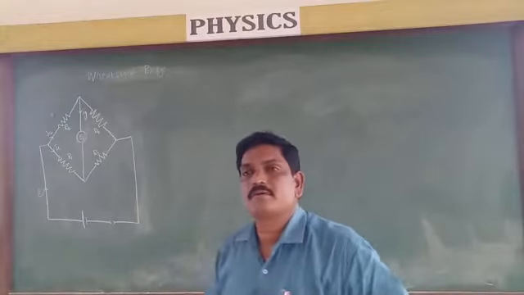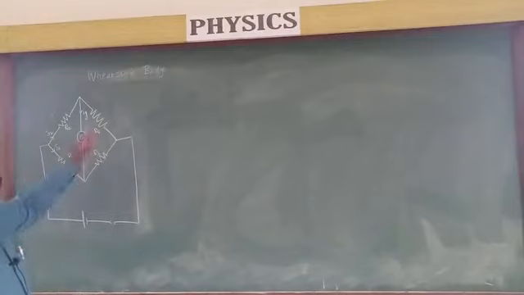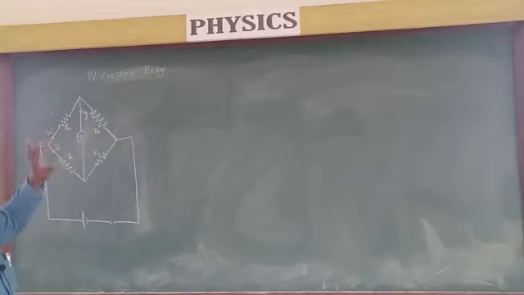Dear students, let us discuss Wheatstone's bridge. This Wheatstone's bridge consists of four resistors, R1, R2, R3 and R4, connected as shown in the figure.